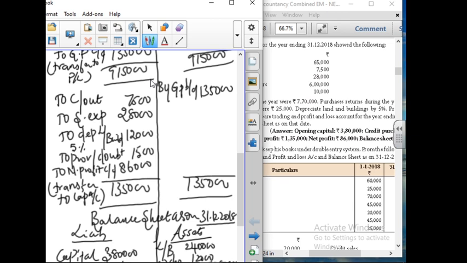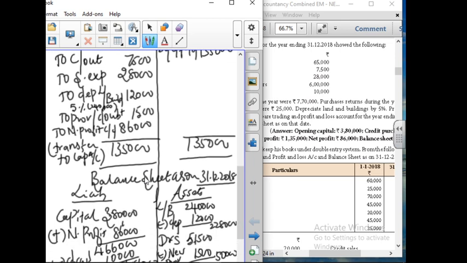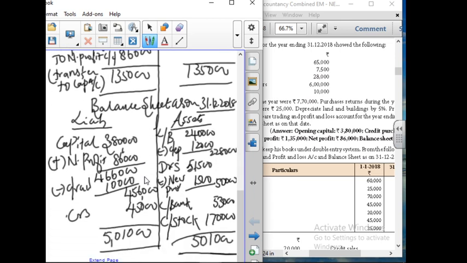Next comes your carriage out, sundry expenses, depreciation on land and building. Land and building, it is 5% on 2,40,000. So you have to be more careful while calculating 5% on 2,40,000, and provision for doubtful debts, etc. And from this we have found out the net profit 86,000, and in the balance sheet capital 3,80,000 and net profit 86,000, drawings, minus creditors, and on this side land and building.